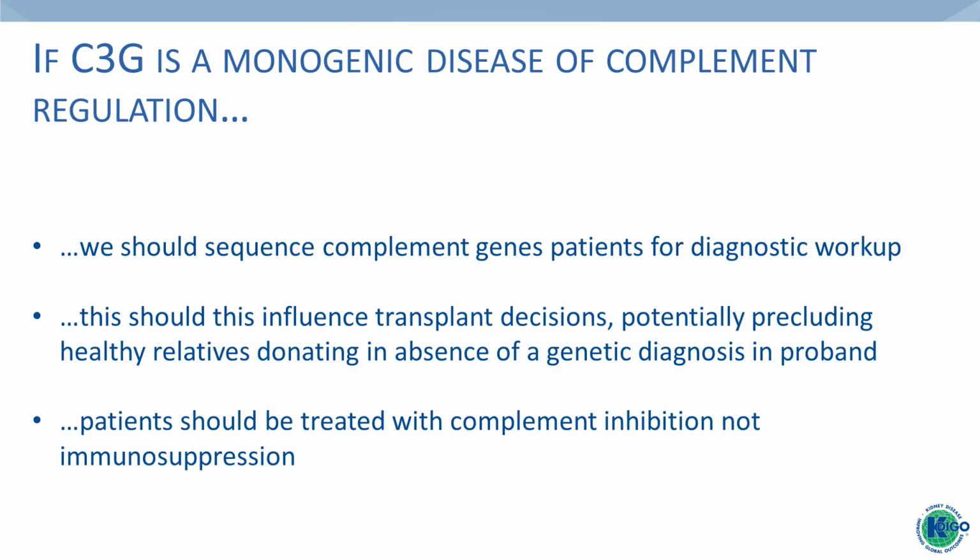So if C3G is a monogenic disease of complement regulation, the implication is that we should be sequencing complement genes in patients as part of the diagnostic workup. This should influence transplant decisions, potentially precluding healthy relatives donating in the absence of a genetic diagnosis in the proband, as is practice for atypical HUS. And also patients should be treated with complement inhibition and not immunosuppression.